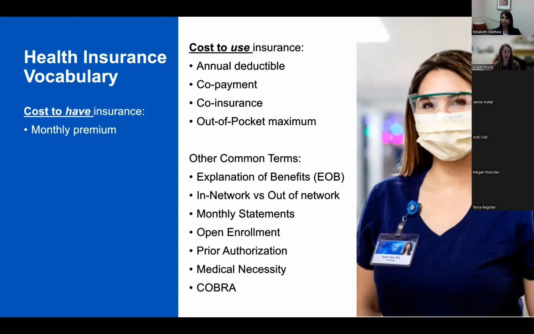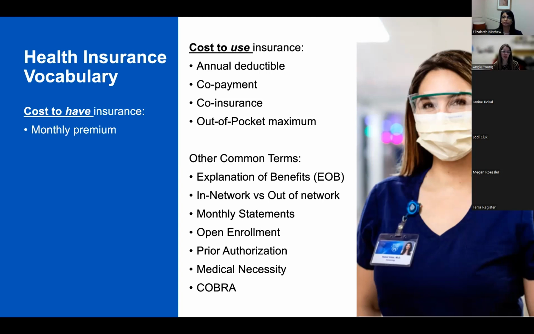So just to briefly review the common health insurance vocabulary that Elizabeth and I all feel are really important for patients to understand at the very minimum, would be the monthly premium for your insurance. That's what it costs for you to have insurance. Our goal is that everybody is insured. And so with that comes usually a monthly premium for most people. And so that monthly premium is what it costs you to have insurance. Then there are costs associated with using the insurance, and that is the longer list on the screen here.